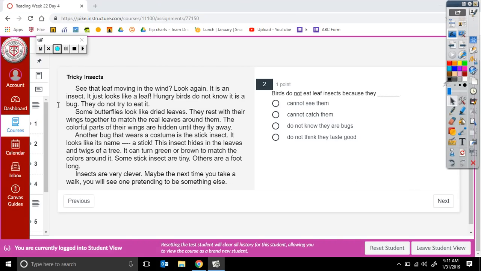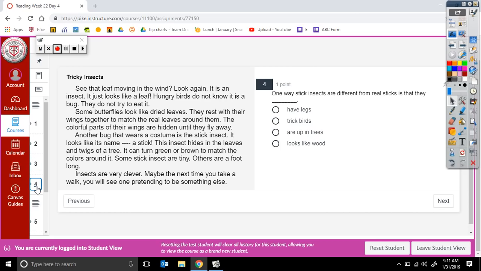All right. Third question. Some butterflies look like dried leaves so they can lay. All right, one of those other things. This is a cause and effect. Look for dried leaves. Look for those word butterflies. Okay? What are they trying to do?